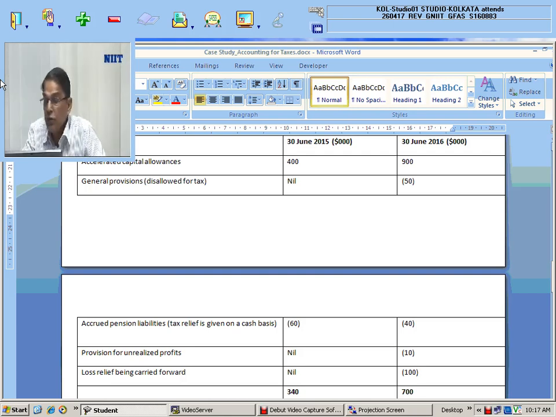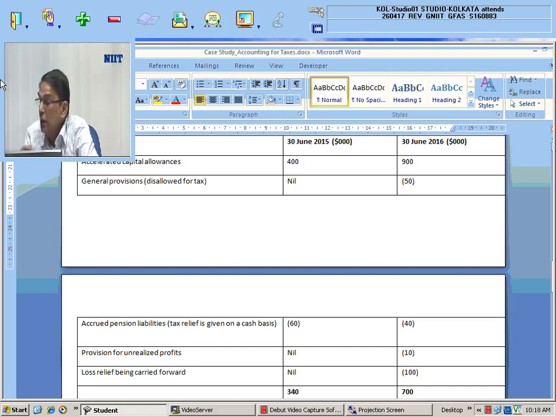So we take the net taxable temporary difference: as on 30th June 2015 it is 340, as on 30th June 2016 it is 700. The deferred tax liability will be the tax rate multiplied by the net taxable temporary difference. So 30% of 340 is 102,000. So the deferred tax liability as on 30th June 2015 should be 102,000, and for the subsequent year, 30th June 2016, it should be 30% of 700, that is 210,000.